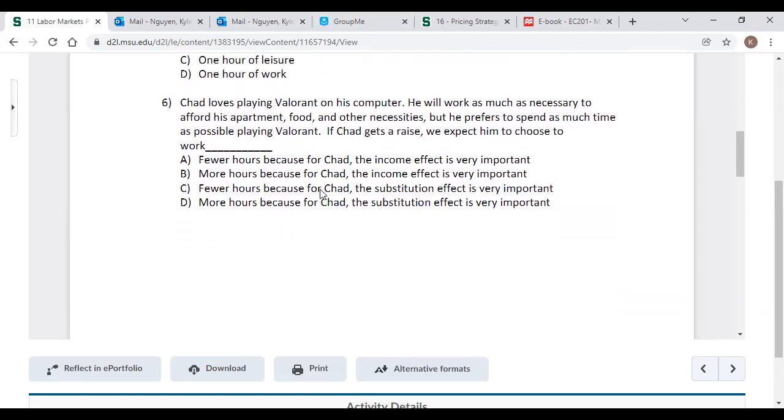6. Chad loves playing Valorant on his computer. He will work as much as necessary to afford his apartment, food, and other necessities, but he prefers to spend as much time as possible playing Valorant. If Chad gets a raise, we expect him to choose work blank. Okay, so the important part about this question is that we need to know what income and substitution effect is.